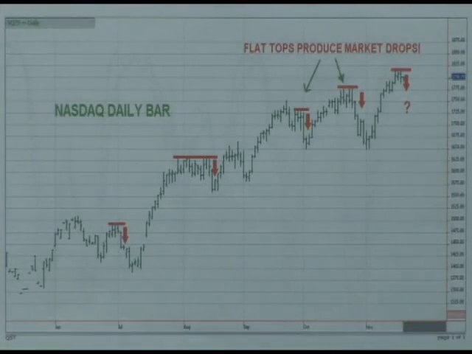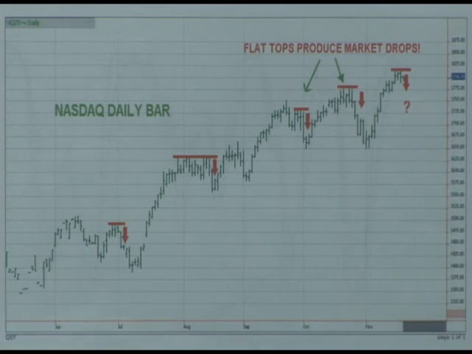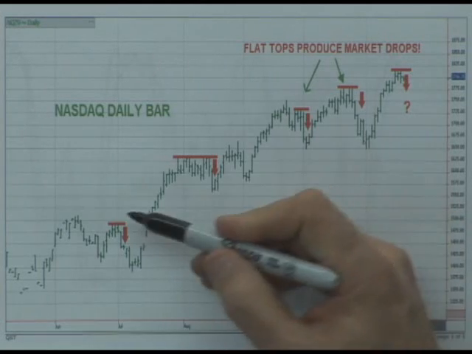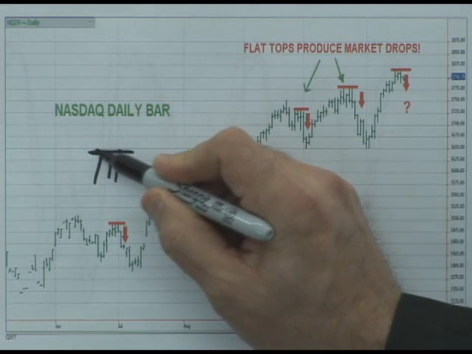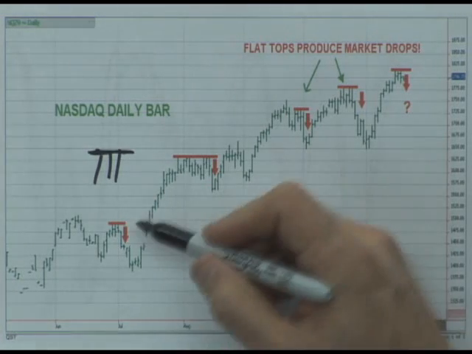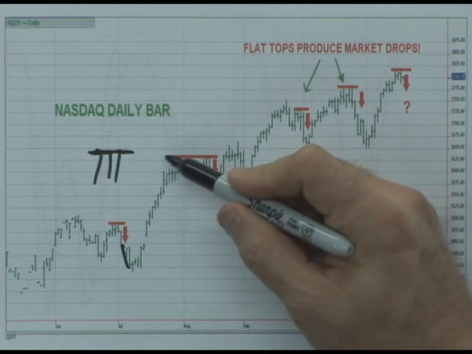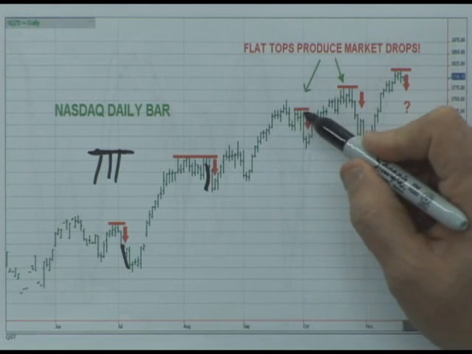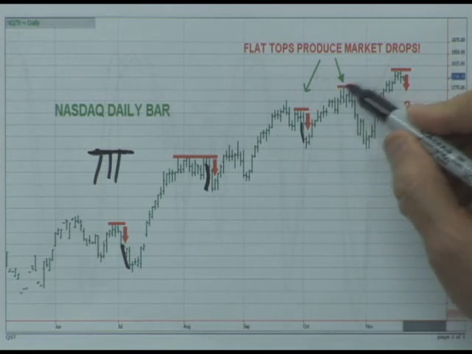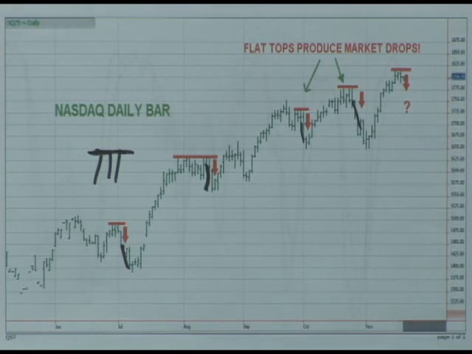Okay, traders, rock and roll, baby. Flat tops produce market drops. What does that mean? You are looking at the NASDAQ daily bar chart. Each one of these green lines represents one day's trading from open till close. Back here, flat top, meaning each high was basically about the same, right? It doesn't have to be exact, but very close. The market drops. We get another flat top, albeit a bit longer, the market drops. Next flat top we see, the market drops. Then we see another flat top, the market drops.